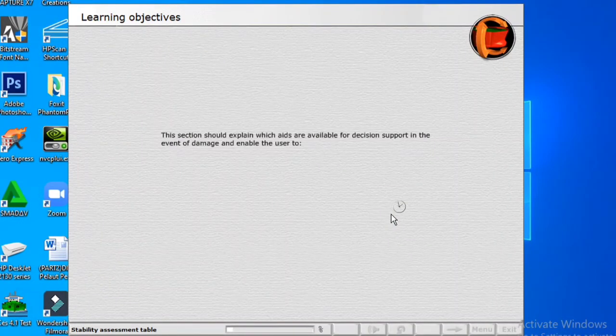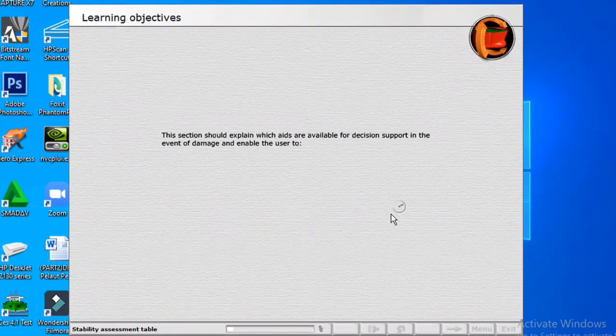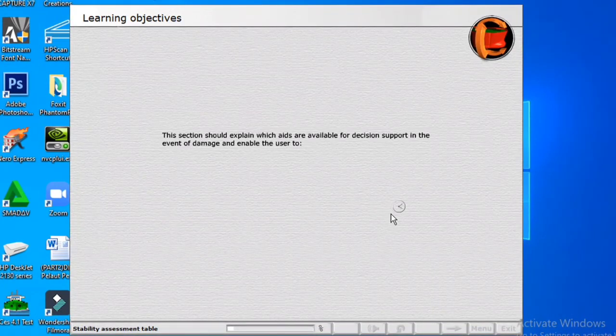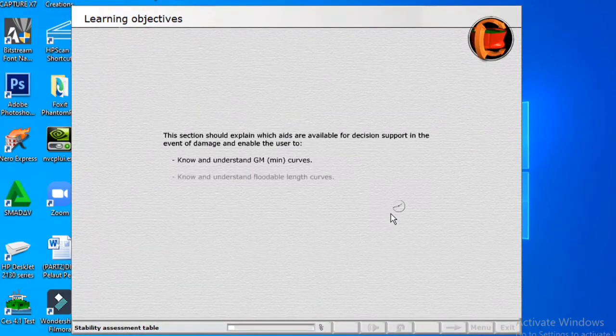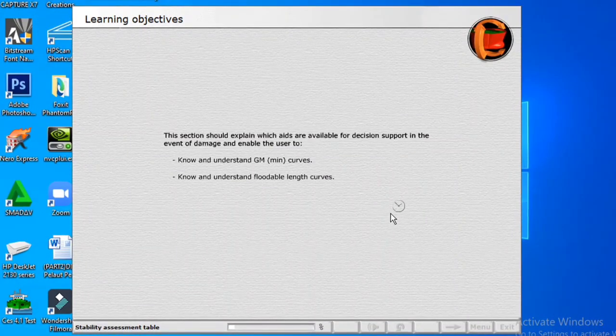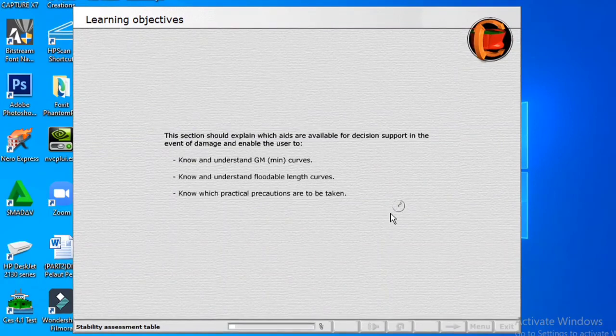This section should explain which aids are available for decision support in the event of damage and enable the user to know and understand GM minimum curves, know and understand floodable length curves, and know which practical precautions are to be taken.